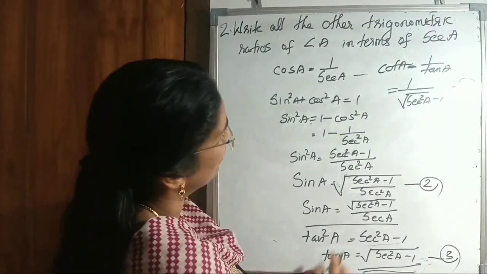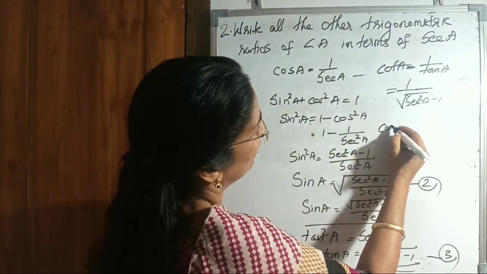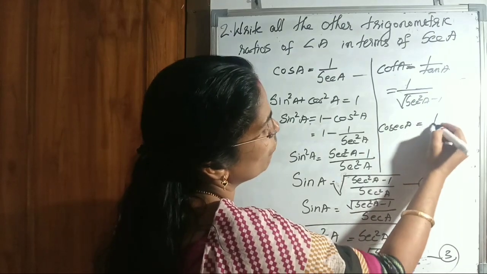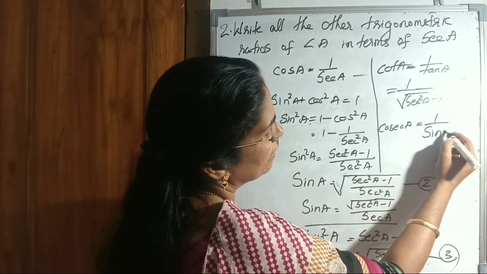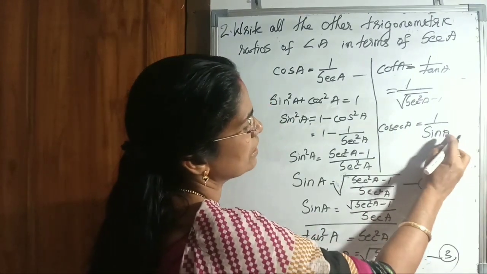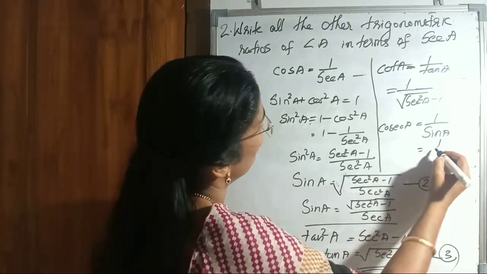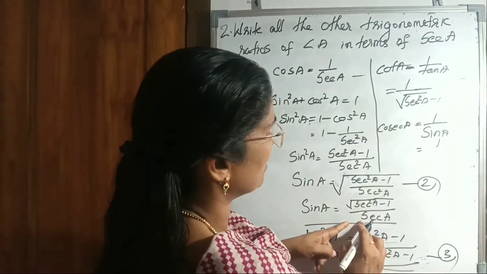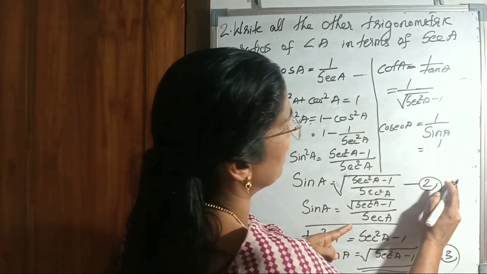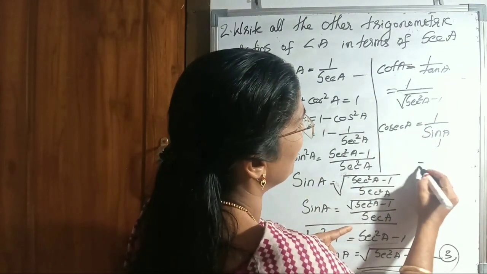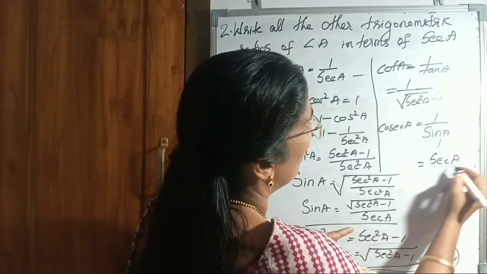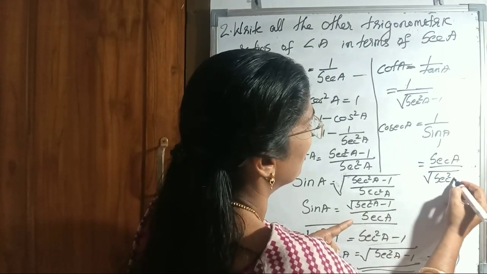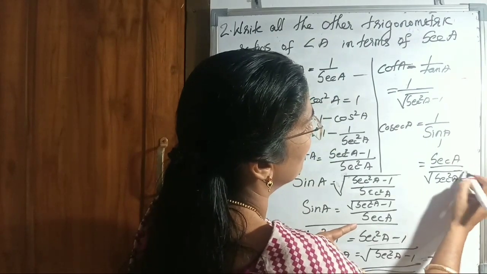And the fifth one, cosec a. As we know, cosec a is equal to 1 by sin a. Reciprocal of sin a is equal to cosec a. So that value we can apply. What is our sin a? It's a reciprocal, which means sec a is coming on the numerator and the denominator becomes root of sec square a minus 1. Clear this one?